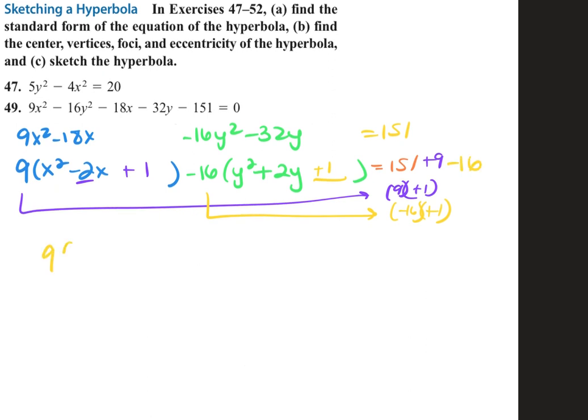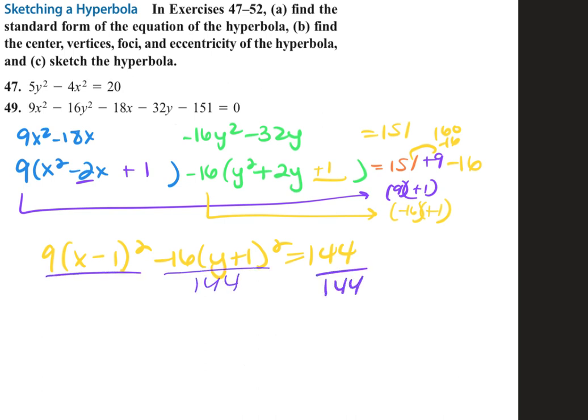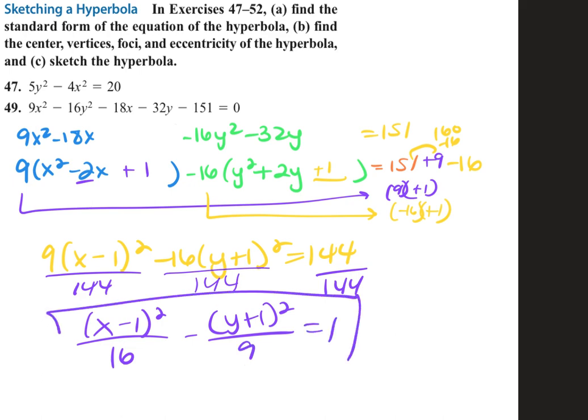So then this is 9 times (x minus 1) squared minus 16 times (y plus 1) squared equals, this is 160 minus 16, 144. And then you divide. And I get (x minus 1) squared over 16 minus (y plus 1) squared over 9 equals 1.